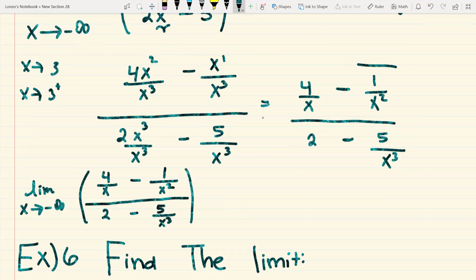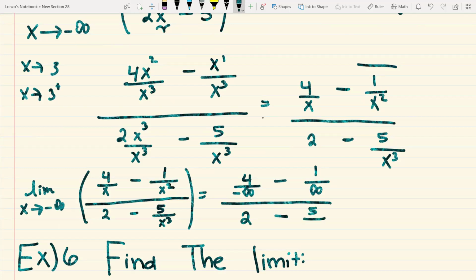Okay. Now we can plug in our x value. So wherever you see an x, plug in infinity. So 4 over negative infinity minus 1 over infinity squared is really just infinity. And then this 2 just stays as 2. Minus 5 over infinity cubed is just 5 over, what's infinity to the third power? It's still infinity, right?